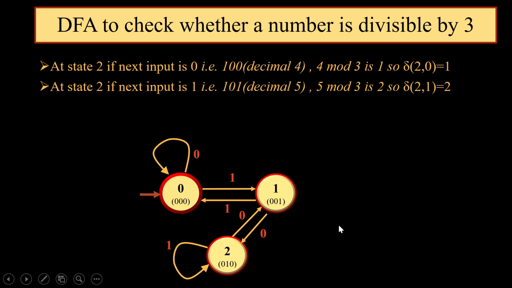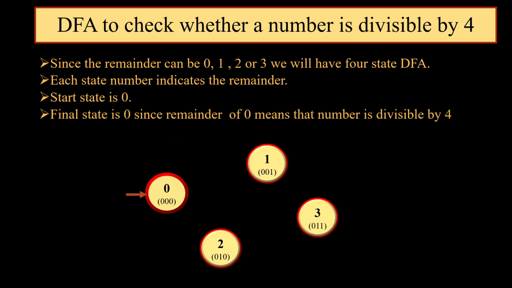So, this is the final output which we get corresponding to the DFA for whether a number is divisible by 3 or not. Same procedure will be followed for checking whether a number is divisible by 4 or not. Since we can have maximum 4 remainders, 0, 1, 2 and 3, we will have a 4-state DFA. Each state will again indicate the remainder. Start state and final state will be 0 itself.